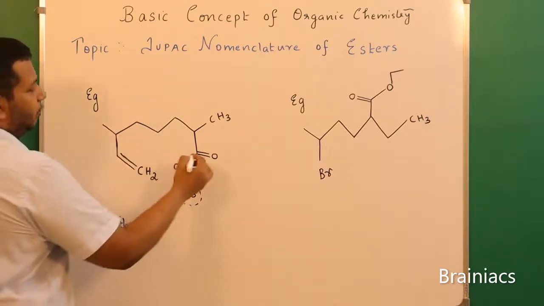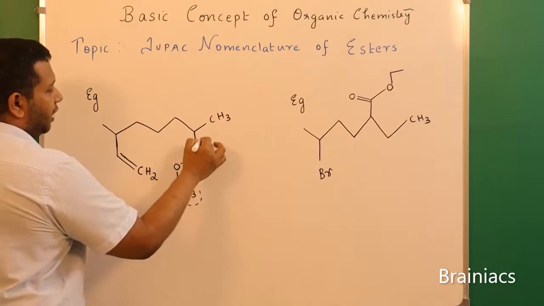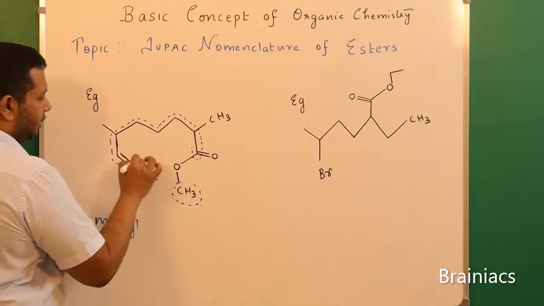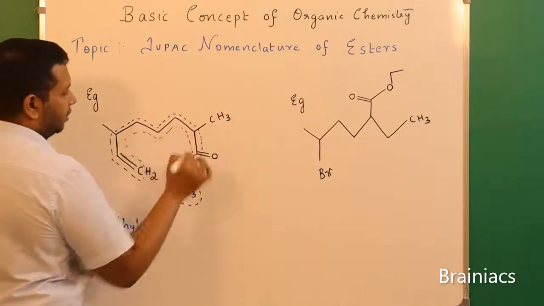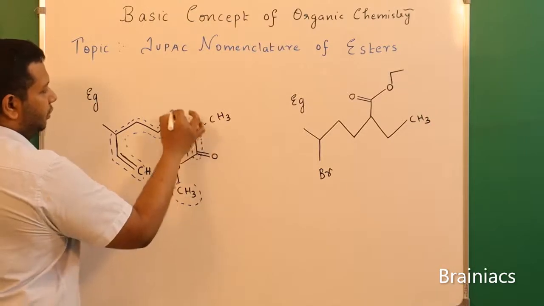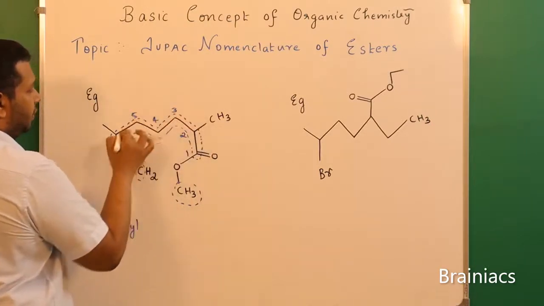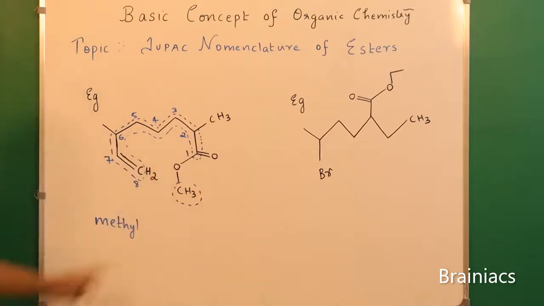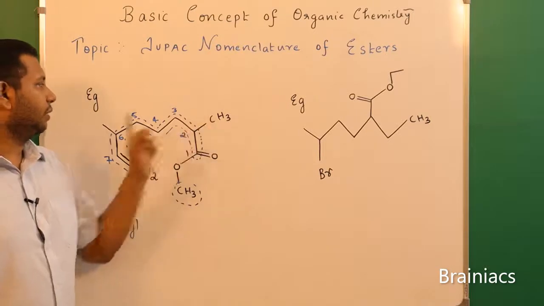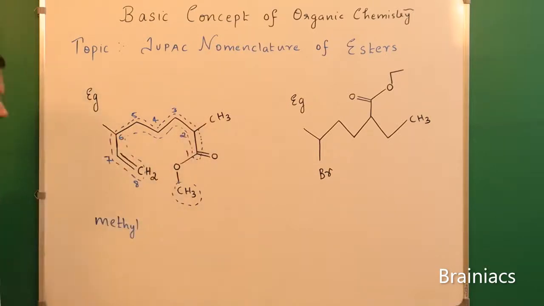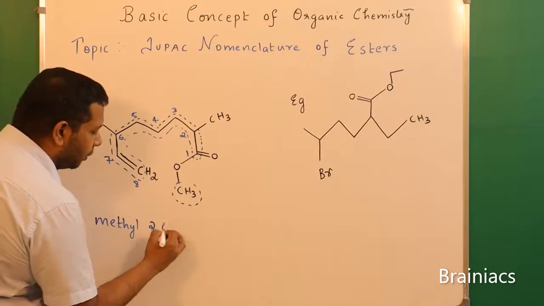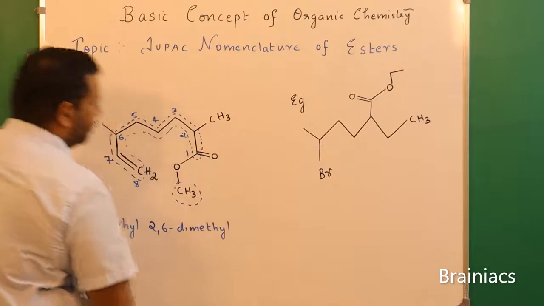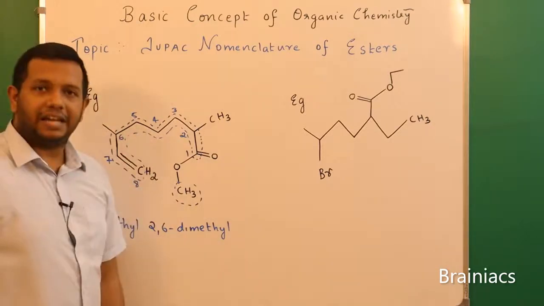We will look for the parent chain. Starting from here, it will go like this, and like this, because there is a double bond here, so I should include that. So this is my parent chain. This is 1, 2, 3, 4, 5, 6, 7, and 8. Now starting with the secondary prefix, at second position there is a methyl and at sixth position there is a methyl. So I can say methyl 2,6-dimethyl.